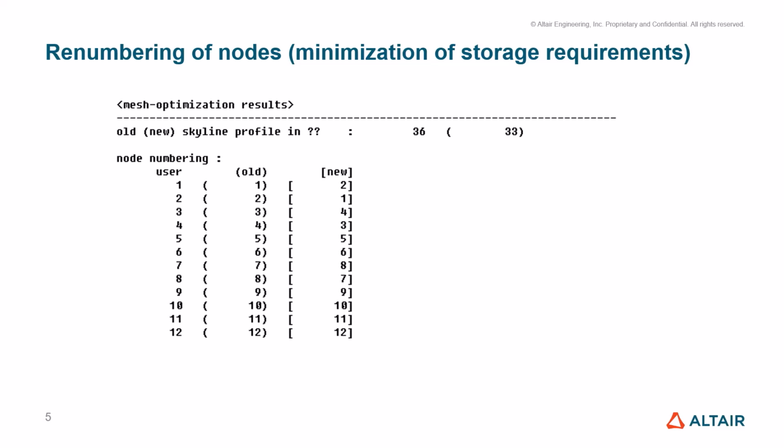And in addition to that, it has to optimize the numbering so that the storage requirements in the program can be minimized. And S-Frame does that. And this is an excerpt from the trail file. And you will see the old numbering, meaning the user numbering, and this being the new one, the optimized, that is used internally by the finite element analysis program.